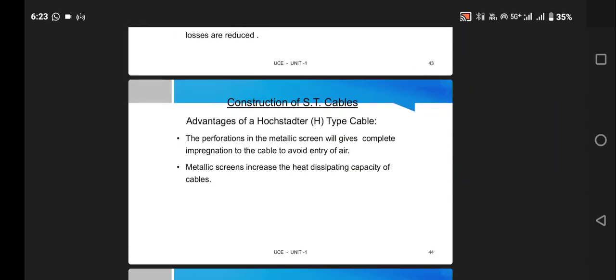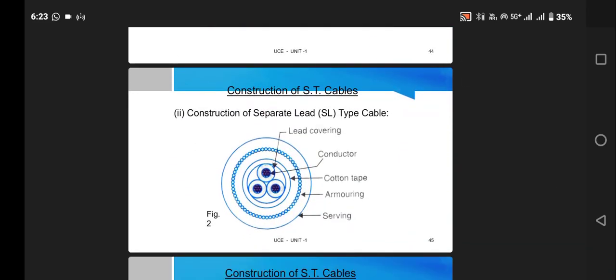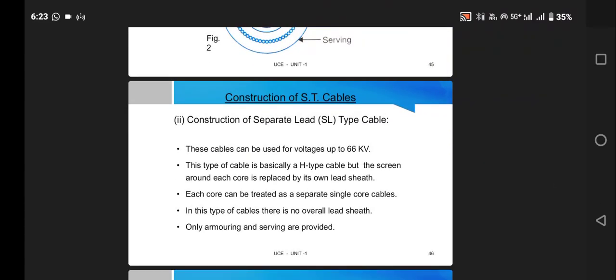Advantages of H-type cable: the perforations in the metallic screen will give complete impregnation to the cable to avoid entry of moisture, and the metallic screens increase the heat dissipating capacity of the cable. The second variety is SL type cable. The construction is represented in the diagram. Normally, SL cables are used for voltages up to 66 kilovolt.